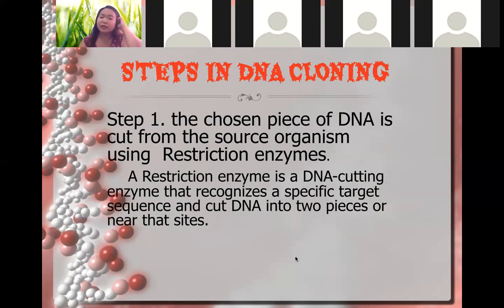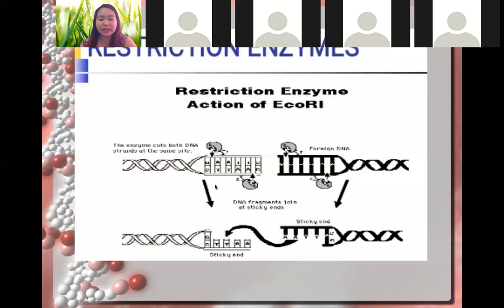So, for the first step, again, the DNA is cut from the source organism using a restriction enzyme, which will recognize a specific target sequence and cut the DNA into pieces near that site. So this is the figure to show you.